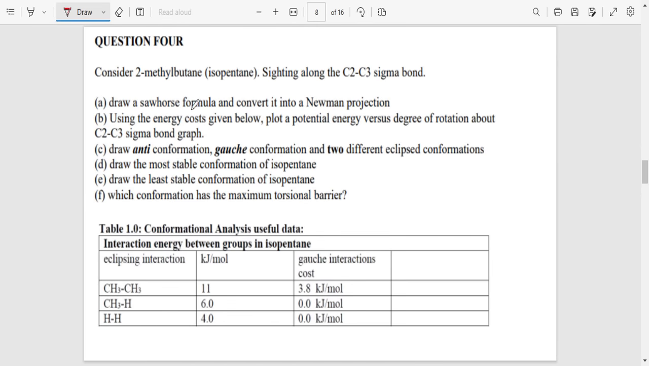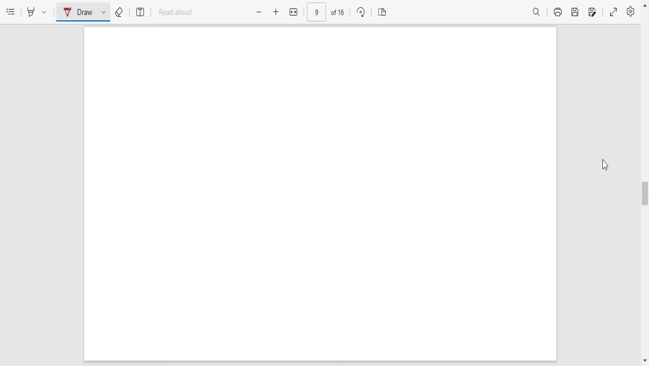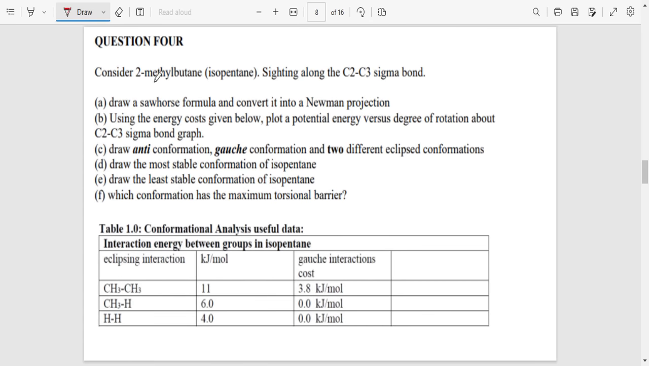Consider 2-methylbutane, which is also called isopentane, sighting along the carbon 2 carbon 3 sigma bond. Draw a Sawhorse formula and convert it into a Newman projection. Now first thing first, this one is 2-methylbutane. Butane, we have got carbon 1, 2, 3, 4. At position number 2, we have got a methyl. So it is like this. This is carbon number 2, this is carbon number 3, and we want to look through this bond.